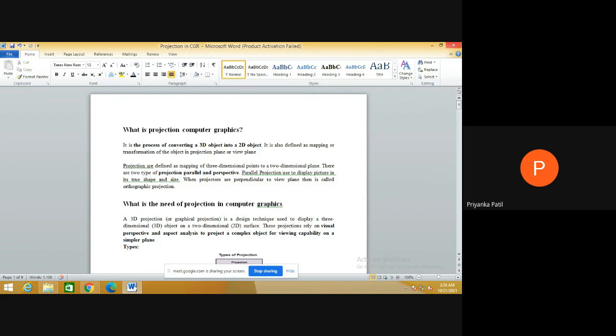So basically the projection is defined as a mapping of three-dimensional point to two-dimensional plane. So the parallel projection and the perspective projection here. Basically the parallel projection is used to display the picture in its true shape and the same size, which is concerned with the parallel projection.